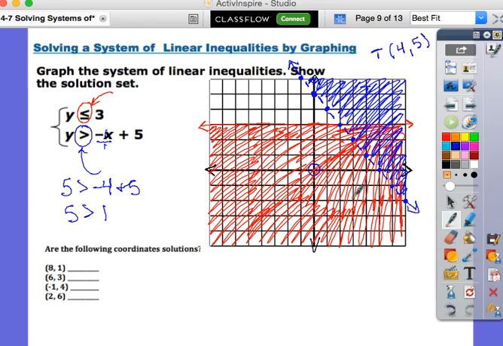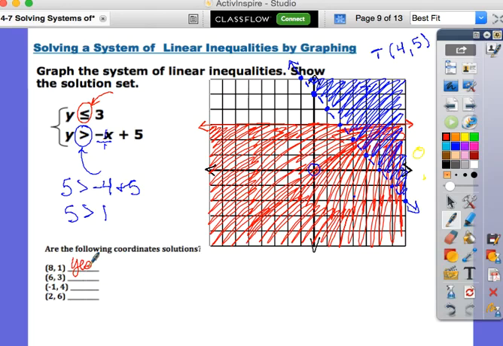Okay. All right, now let's answer some questions. You can easily see here where the colors have overlapped. So it says, are the following coordinate solutions? 8, 1. Let's find 8, 1, and let's see if it is a solution. 1, 2, 3, 4, 5, 6, 7, 8, and then 1 would actually be right here, right? But if this continued out, would that be a solution? Would it be in the doubled up region? Yes. It sure enough would be. So yes, that would be a solution.